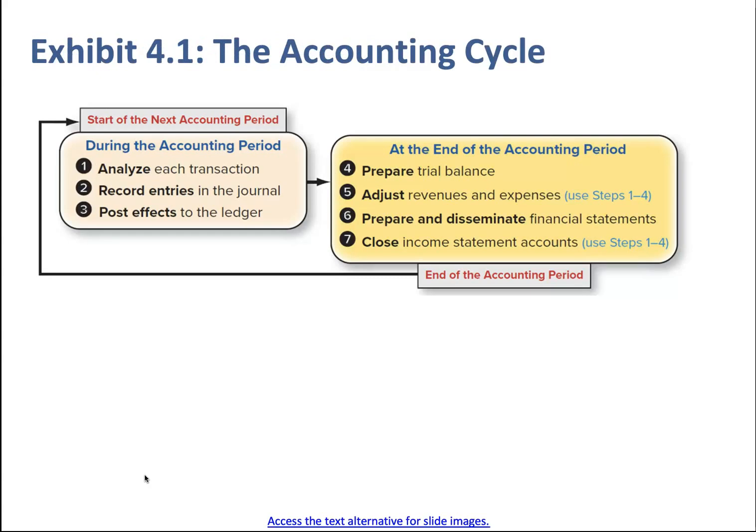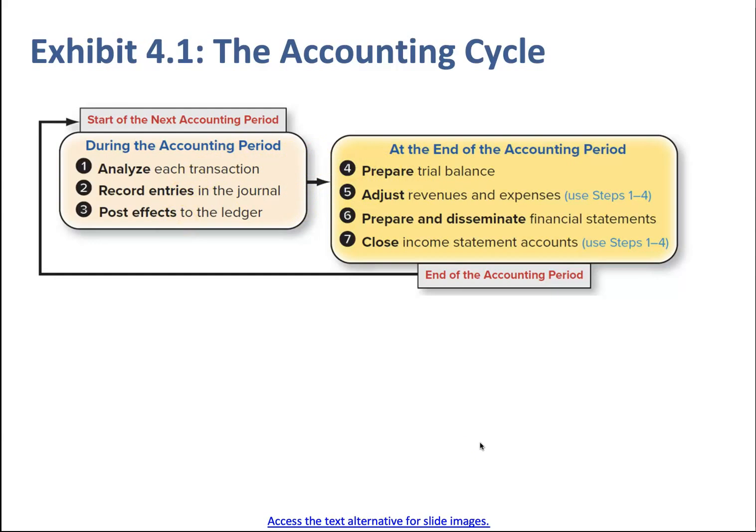Let's revisit the accounting cycle. Remember, we start an accounting cycle with analyzing each transaction, recording transactions in journal entries, and posting those effects to the general ledger, which is the T account that we are using. We then prepare a trial balance to find out whether we did things correctly. So this would be the first three chapters.